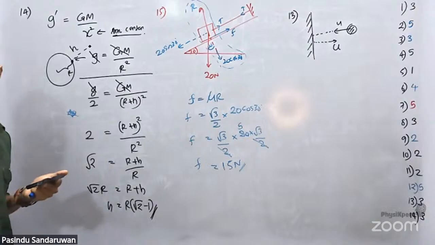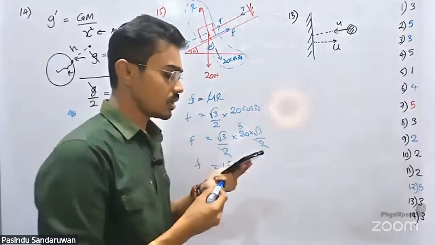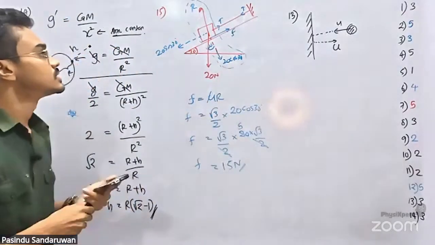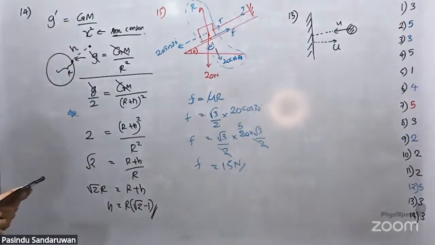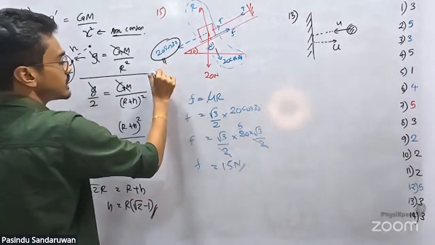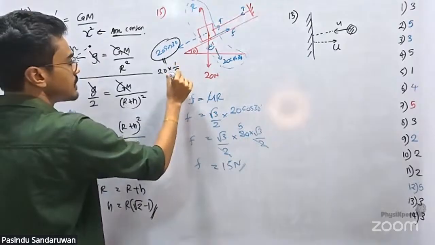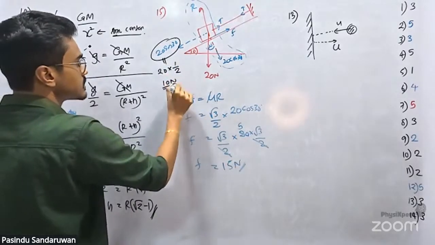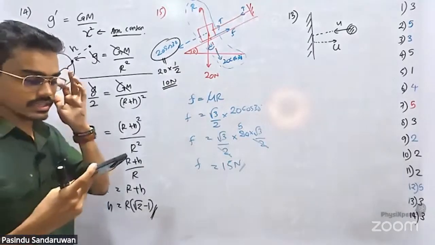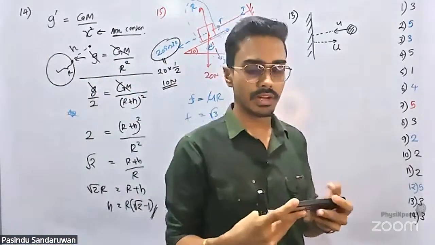15 newtons. Right. Now, let's check the force diagram here. What is this value? 20 sin 30, 20 times sin 30 is half, so 10 newtons. Right. So, look at here. Now, this is a good one.